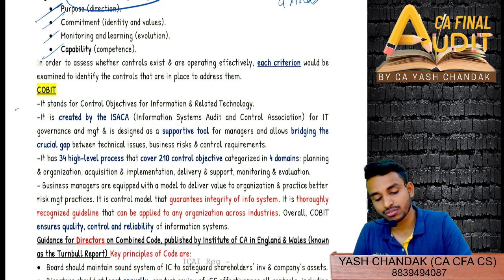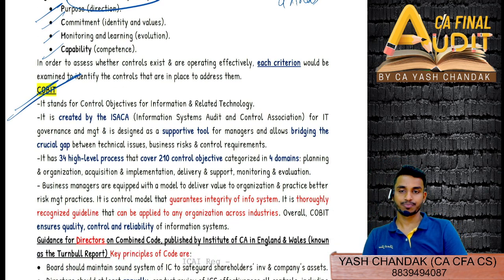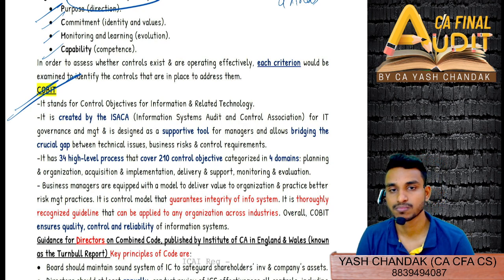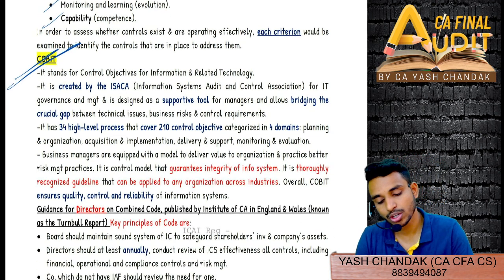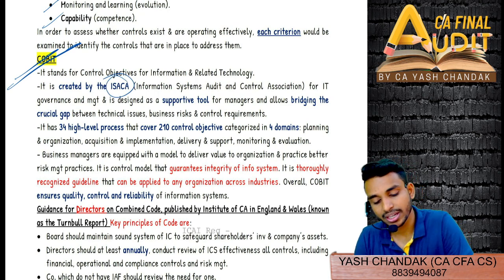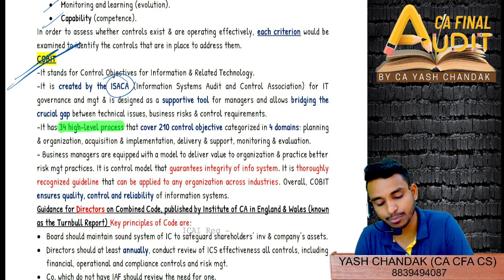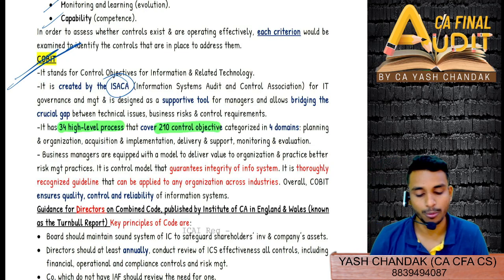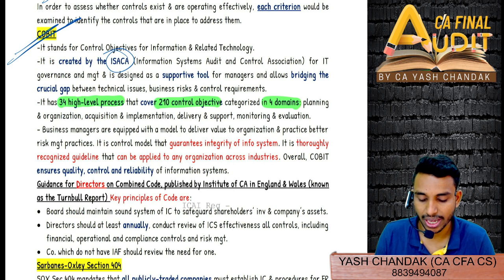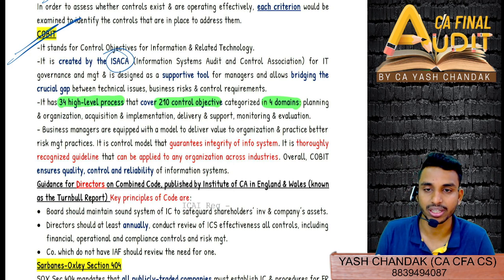And then the next framework is with respect to COBIT. It was created by ISACA. Again, these are all MCQ points. 34 high level processes, covering 210 control objectives, again characterized under 4 domains: planning, acquisition, delivery, and monitoring.